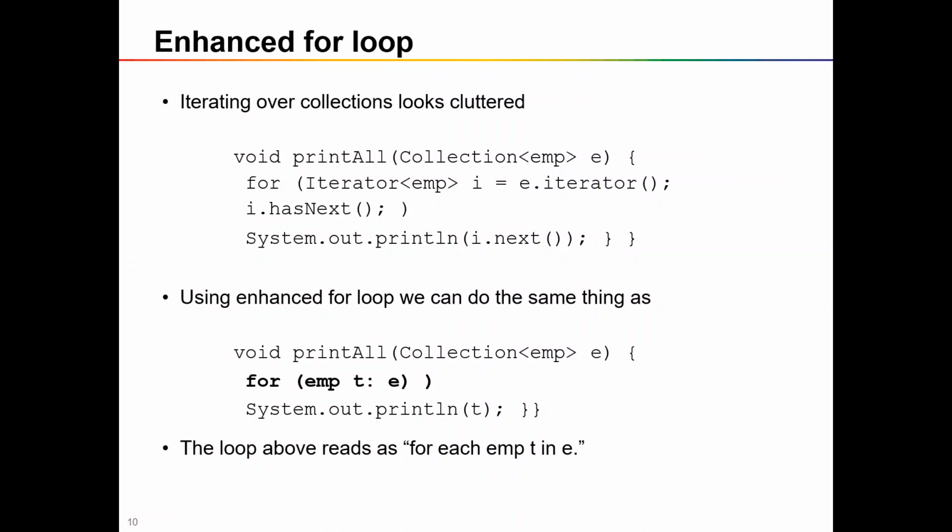Then this is a combination with enhanced for loop or for each loop. So here for, so this emp is the class type, t is an object reference and e is the collection type, and here we are simply printing the object. So comparatively, for each or enhanced for loop is better when compared with the normal for loop.